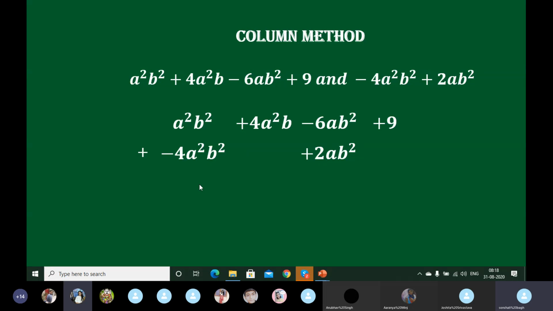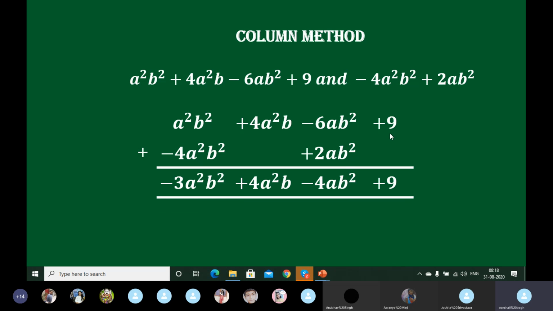No, ma'am. Understood? Now what do we do? We will simply add the like terms. Now all are like terms. We can see the columns are in the form of like terms or not? Yes, ma'am. Now simply add them.